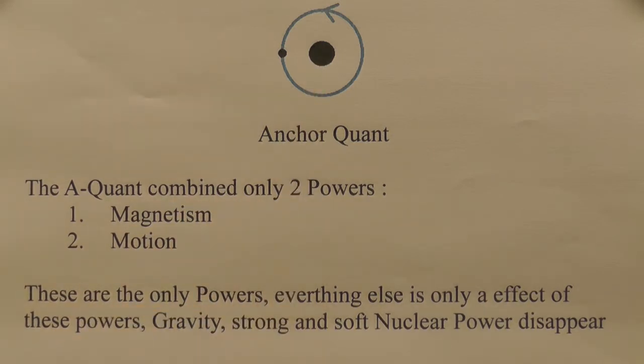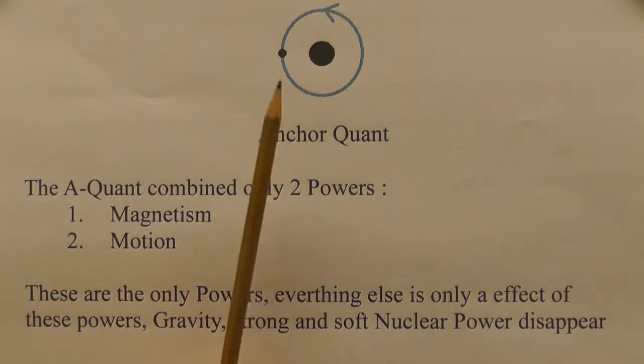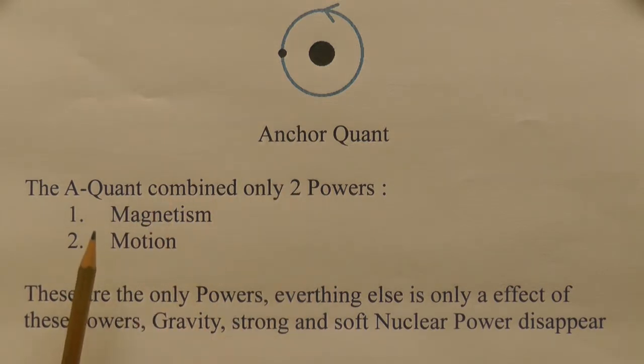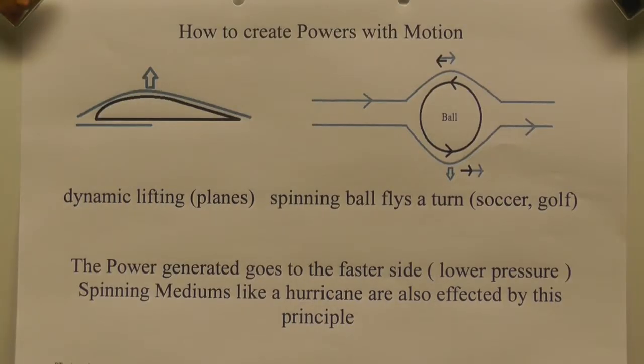The anchor quant does not own gravity, or the things you call the nuclear powers, not the hard and not the soft. Only magnetism and motion. And now we can start building the universe with only this simple particle and only two powers. So, we only have motion and magnetism.